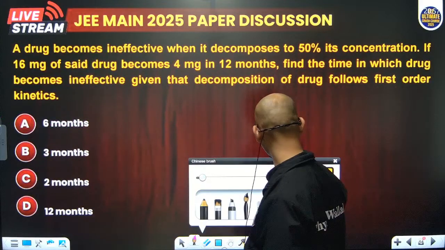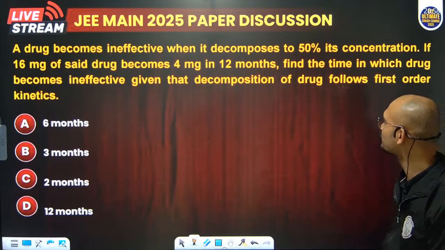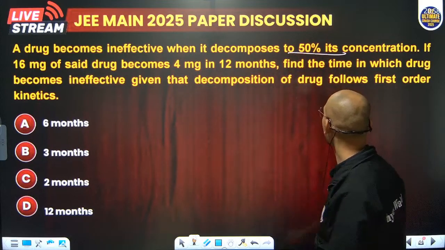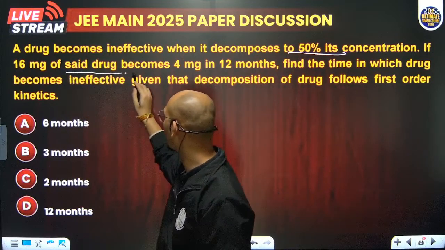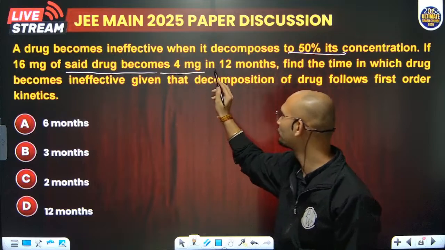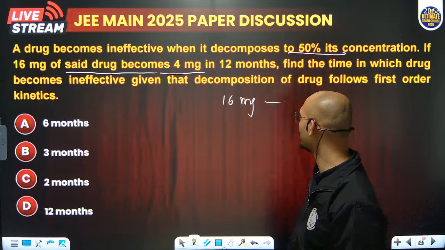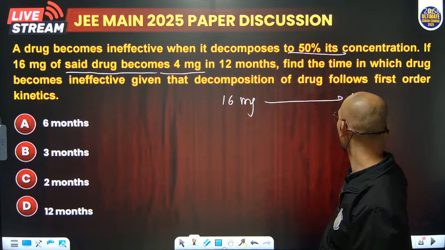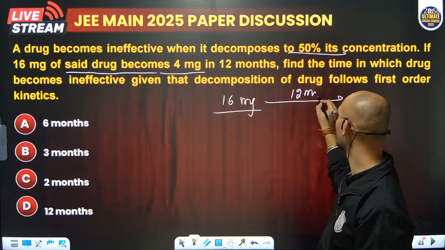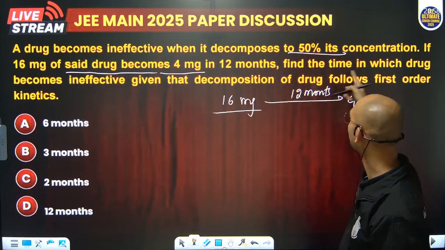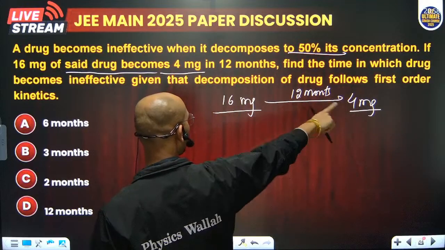Next, we have the question here. A drug becomes ineffective when it decomposes to 50% of its concentration. If 16 mg of the drug becomes 4 mg, 16 mg is the initial and it becomes 4 mg in 12 months. Find the time in which the drug becomes ineffective, given that the decomposition of the drug follows first order kinetics.